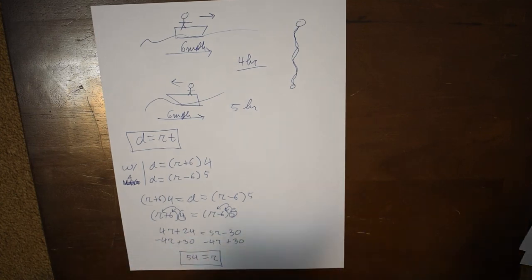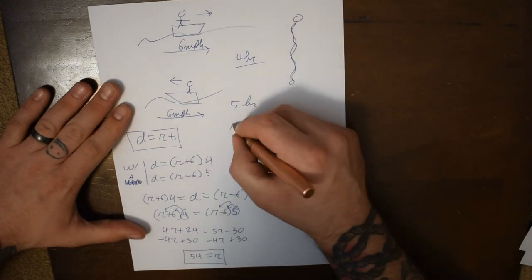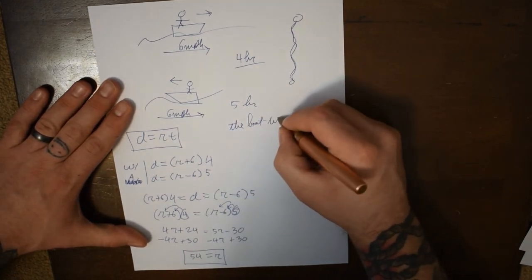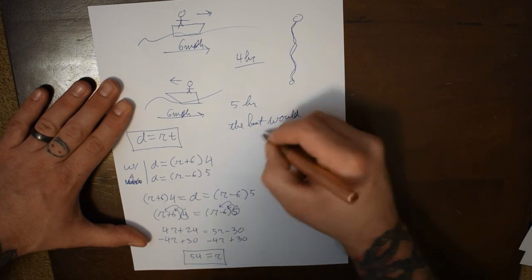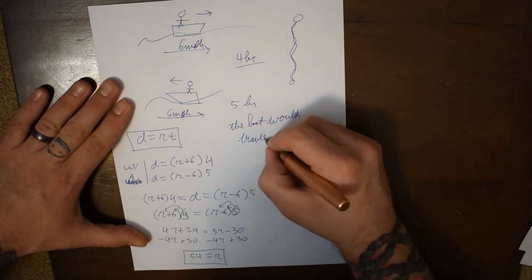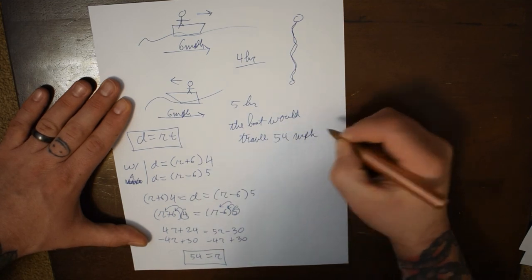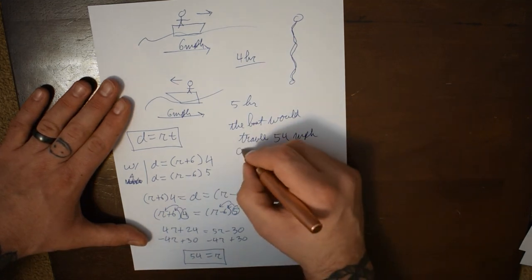Now, r is the speed of the boat in still water. The boat would travel 54 miles per hour in still water.